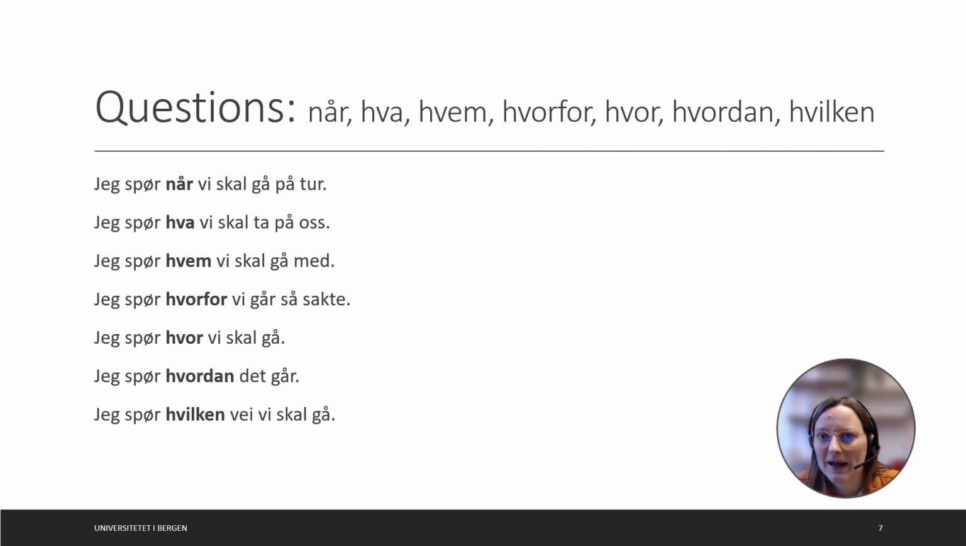As soon as we have a subordinate clause that expresses a question with a question word, it is this question word that we now use as a subjunction. There's no need for an extra at, and an extra at would in fact be incorrect. So, jeg spør når vi skal gå på tur, jeg spør hva vi skal ta på oss, and so on.